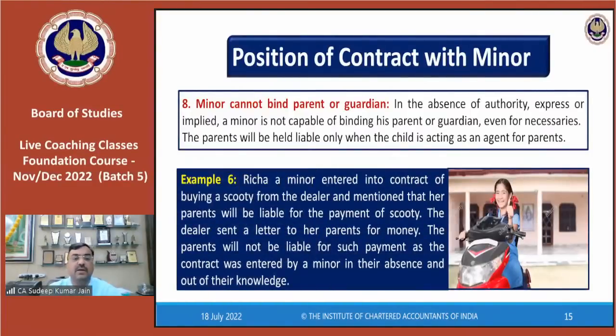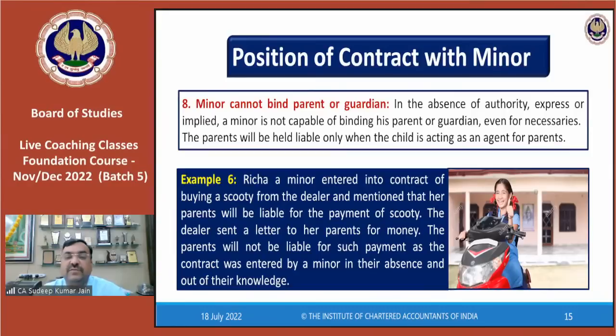See, Richa, a minor, entered into a contract of buying a scooty from the dealer and mentioned that her parent will be liable for the payment of scooty. The dealer sent a letter to her parent for money. The parents will not be liable for such payment as the contract was entered by the minor in their absence and out of their knowledge. Whether the shopkeeper can claim the amount from the parents? Answer is no.